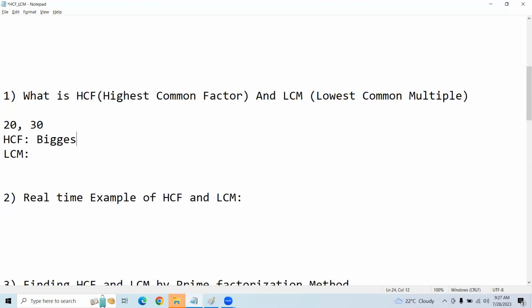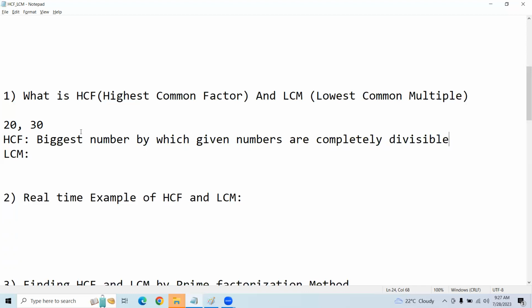It is the biggest number by which the given numbers are completely divisible. In this case, we are looking for the HCF of 20 and 30. So we have to find the biggest number by which 20 and 30 are completely divisible. What do we mean by completely divisible? If we divide 20 or 30 by that number, whatever biggest number we find, we should get the remainder as 0.